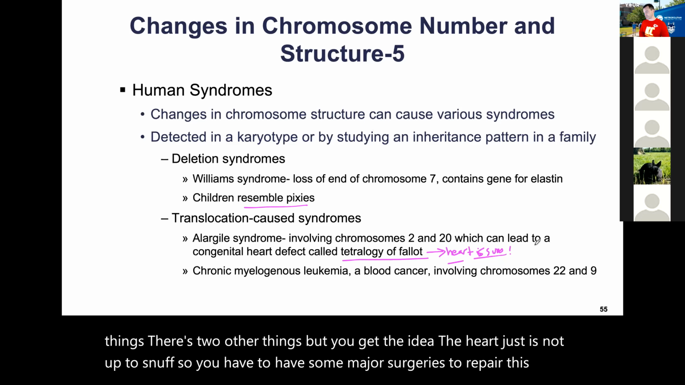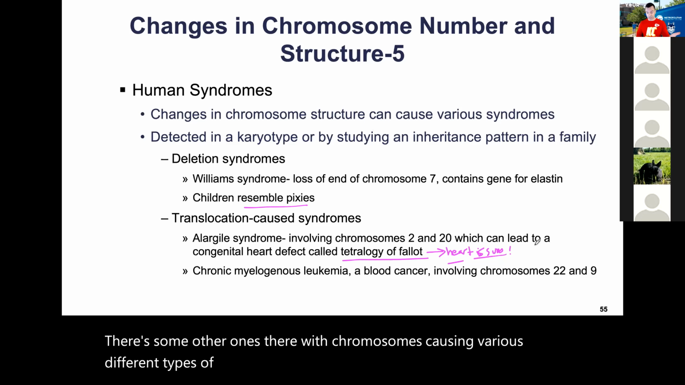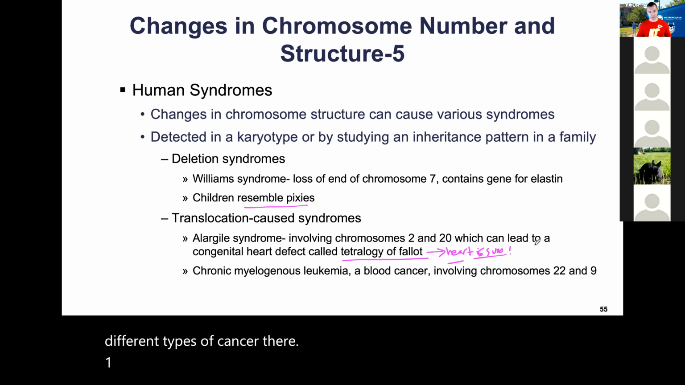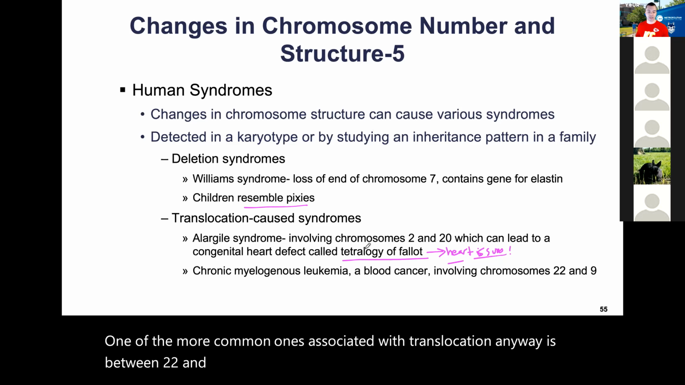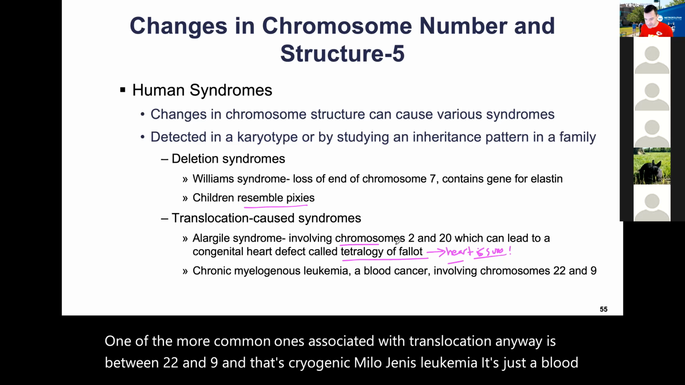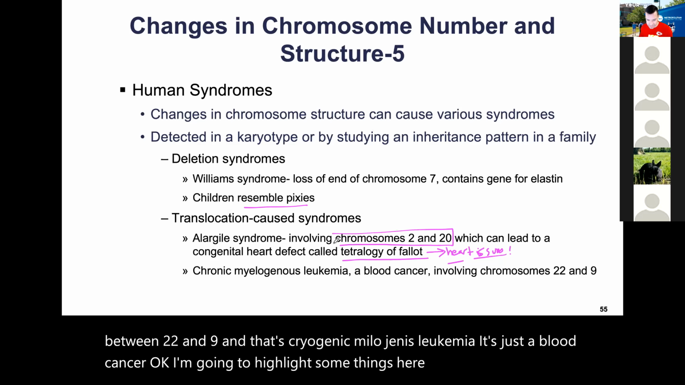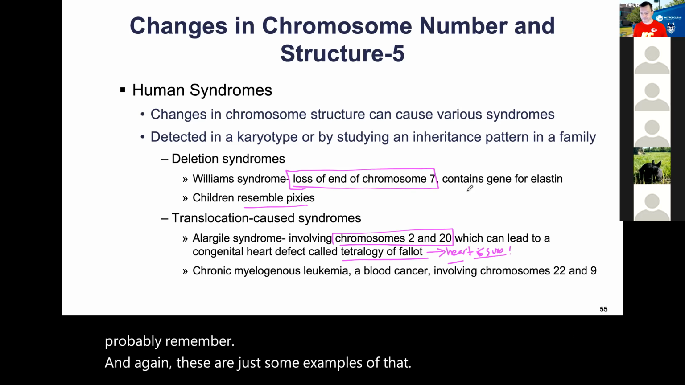There's some other ones there with chromosomes causing various different types of cancer. One of the more common ones associated with translocation anyway is between 22 and 9. And that's chronic myelogenous leukemia. It's just a blood cancer. I'm going to highlight some things here that you should probably remember. And again, these are just some examples of that.